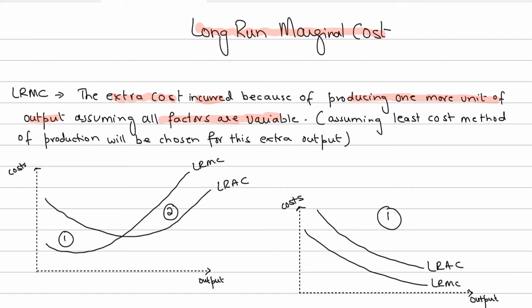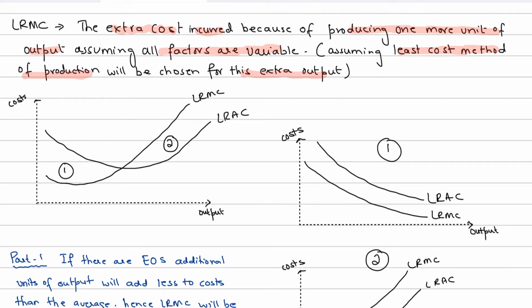Also, remember, guys, whenever we are studying the long run cost, we are always assuming that we are using the least cost or the optimum cost method of production for whatever extra output that we are producing. That is, for this marginal output, we will be using the least cost method of production. Now guys, let's study the shape of the marginal cost curve.